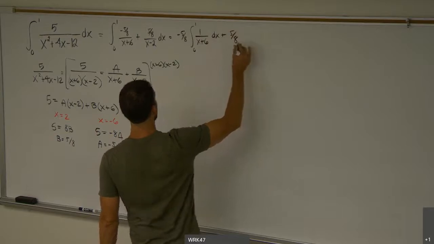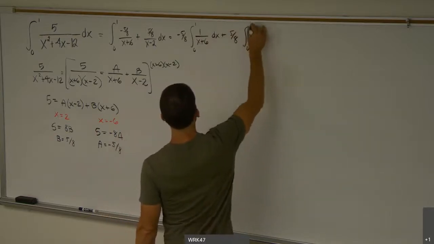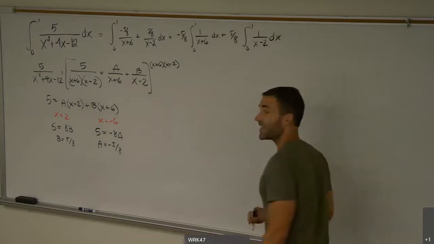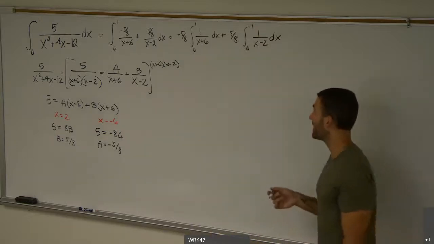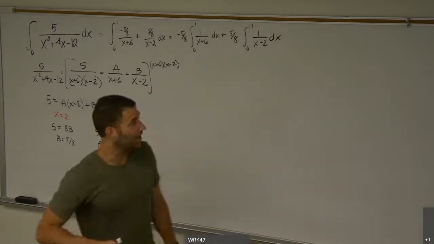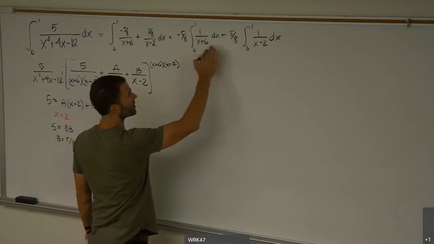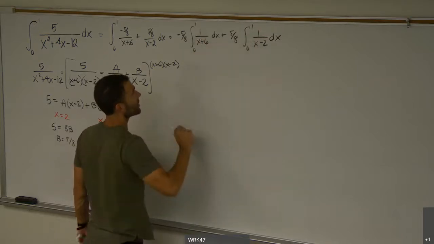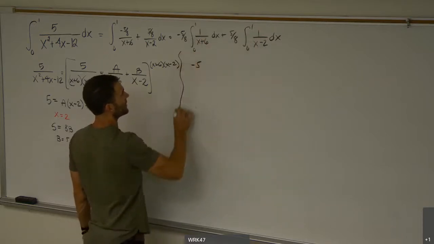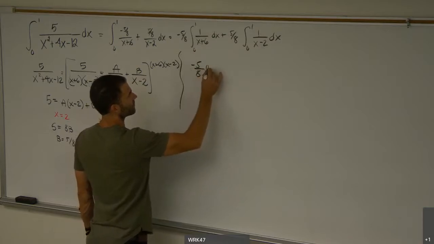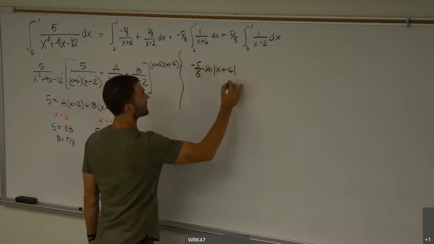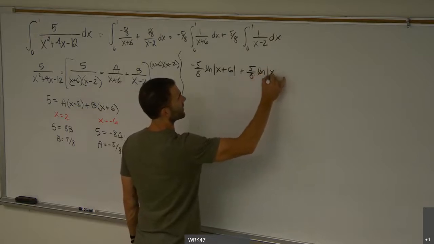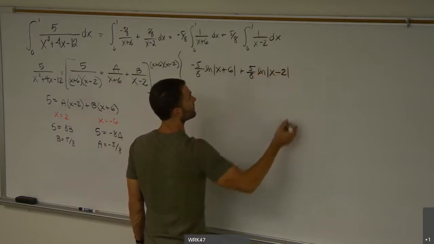Plus 5/8, 0 to 1, 1 over x minus 2. And in this case, both of these now become ln, right? Ln of the absolute value of each. We have that nice relationship of our function in the bottom. Its derivative in both cases is 1, which is exactly the numerator. And so we're going to end up getting negative 5/8 ln of the absolute value of x plus 6 plus 5/8 ln of the absolute value of x minus 2.